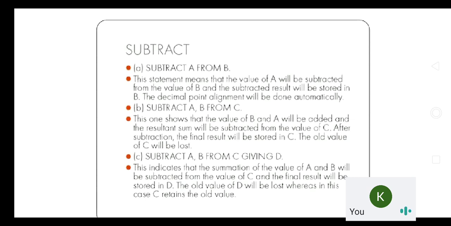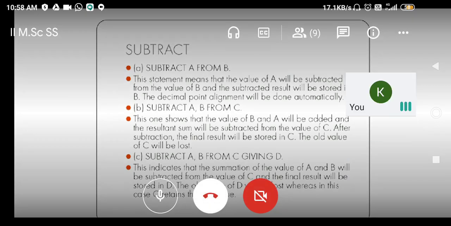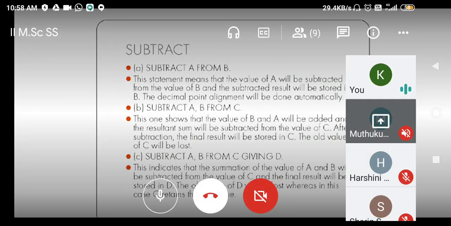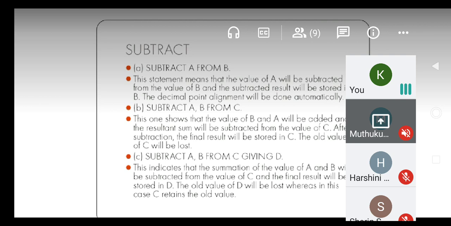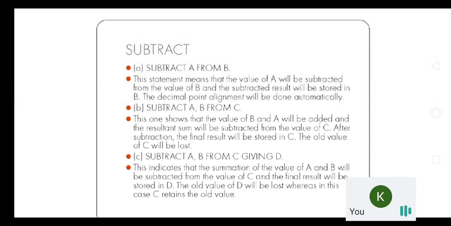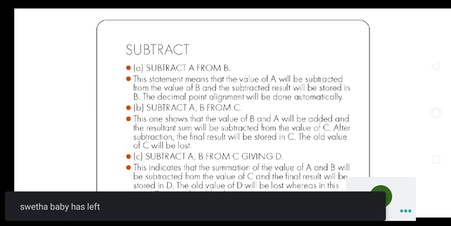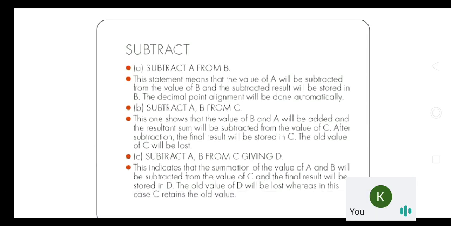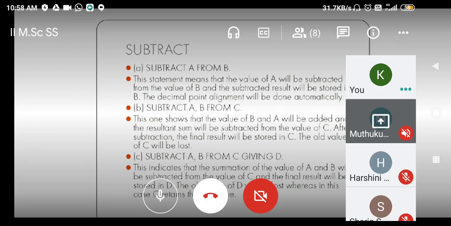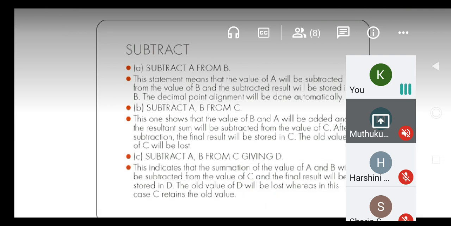So what is the example that we have? Subtract A, B from C. The value of A will be 2, the value of B will be 3, and the value of C will be 10. Dear students, kindly answer this question. Here we are using the second example, example B. In this example we have subtract A comma B from C. The value of A is 2, the value of B is 3, and the value of C is 10.